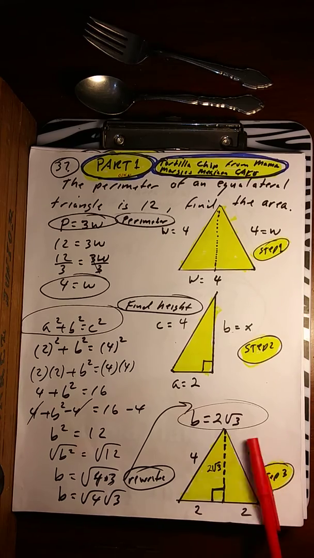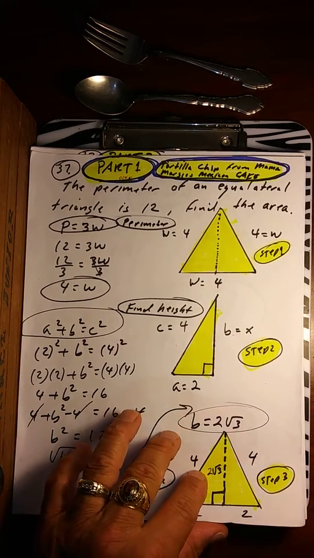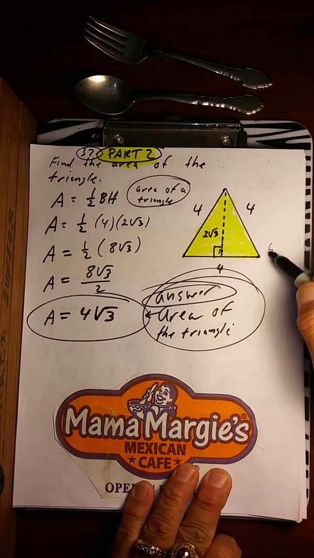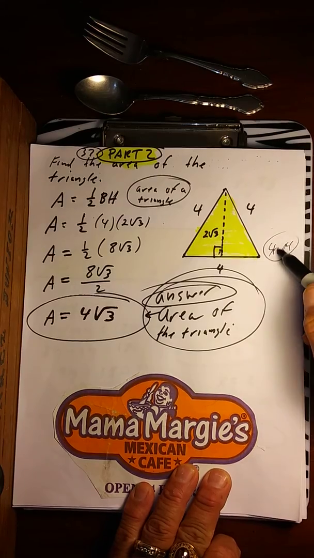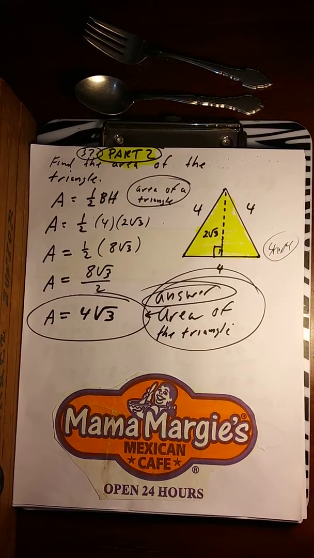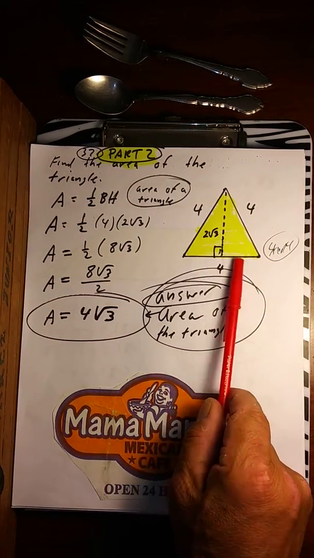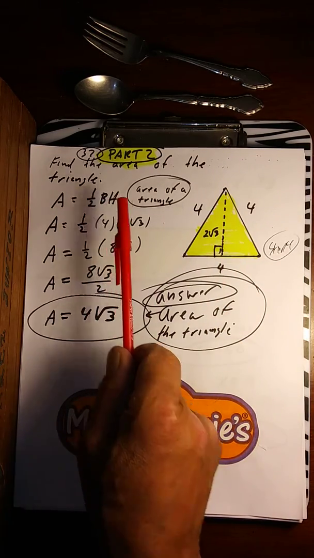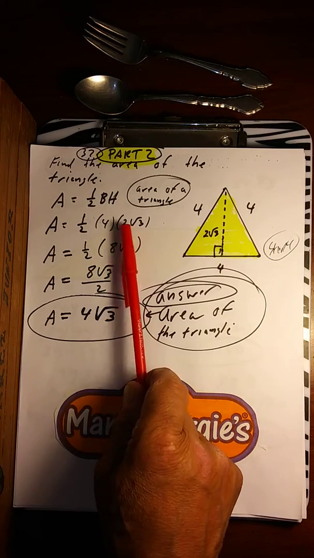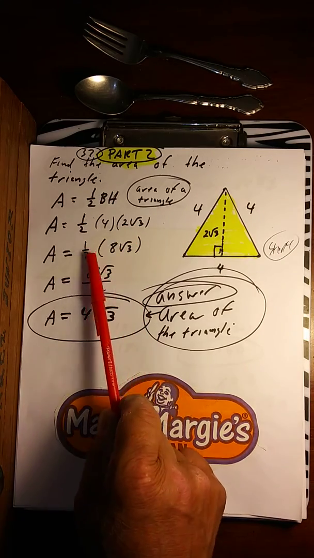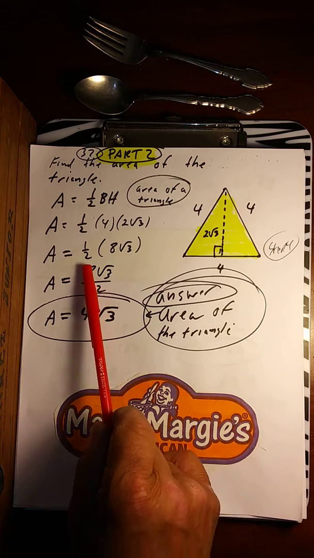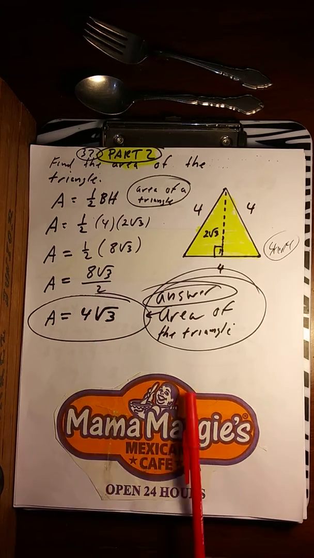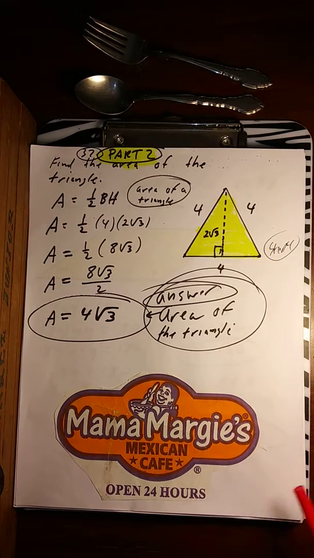Alright, last step, step number 4, I guess, let's call it that. We know the base is 4, the height is that, so area of a triangle is 1/2 base times height. So 1/2 times 4 times that, 4 times 2 is 8 square root of 3 times 1/2. 8 square root of 3 over 2, so divide these two right here, it's going to give you area is going to be 4 square root of 3. Area of that triangle.